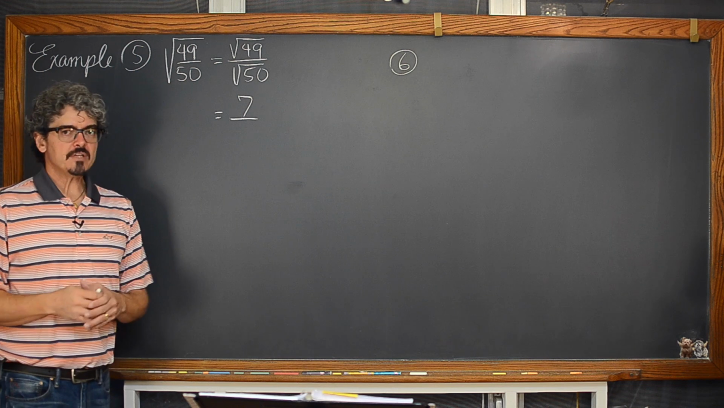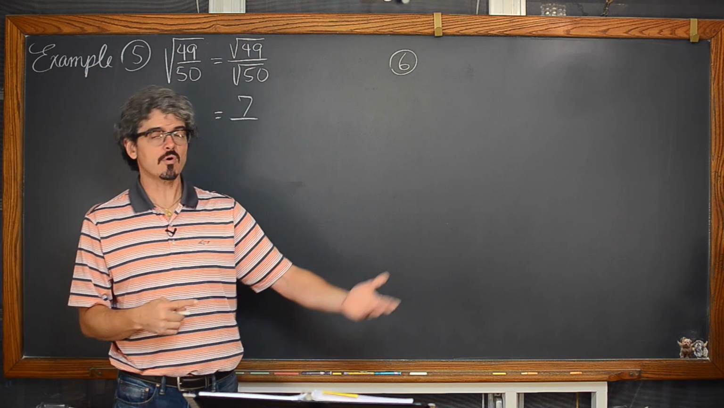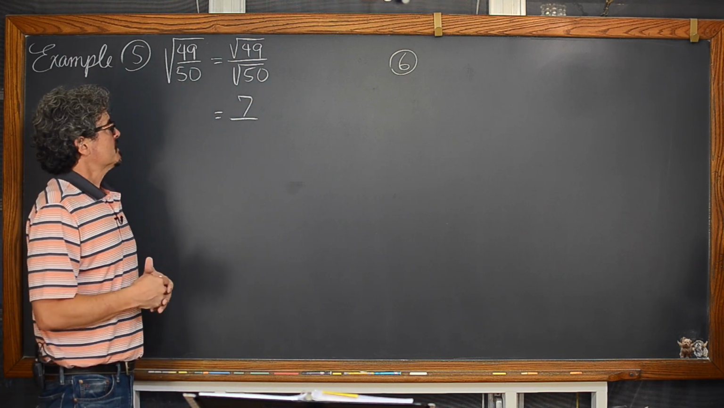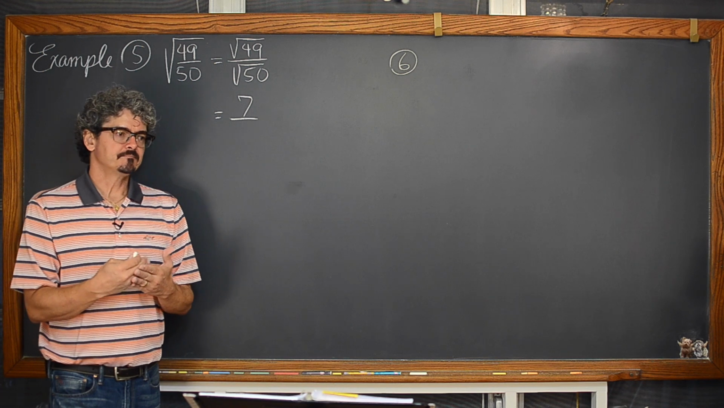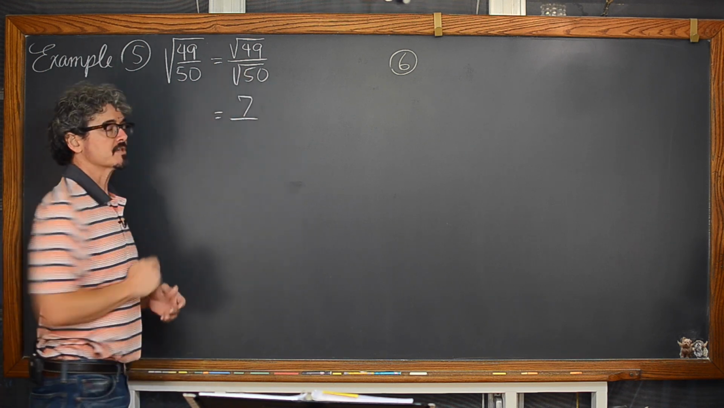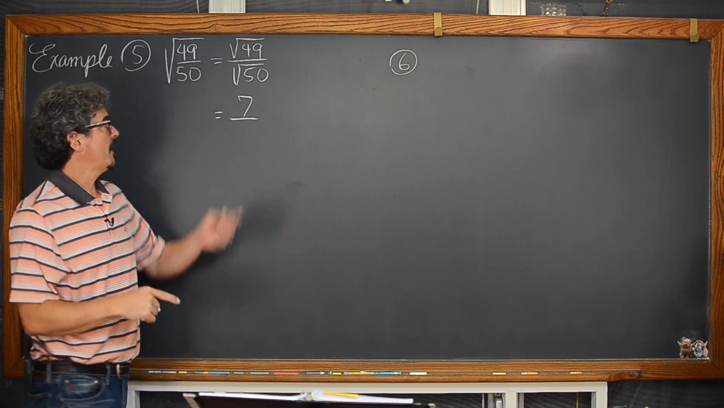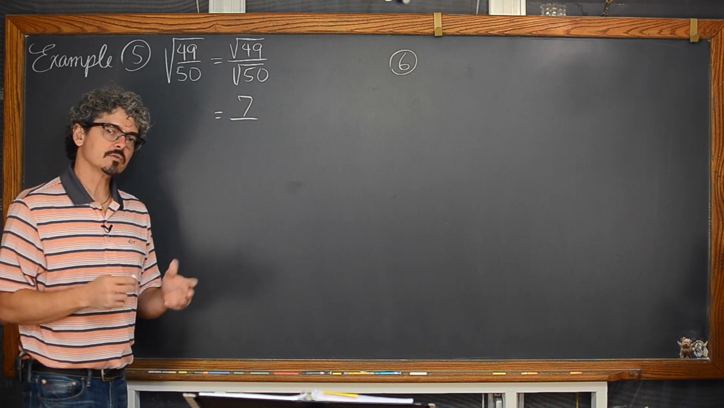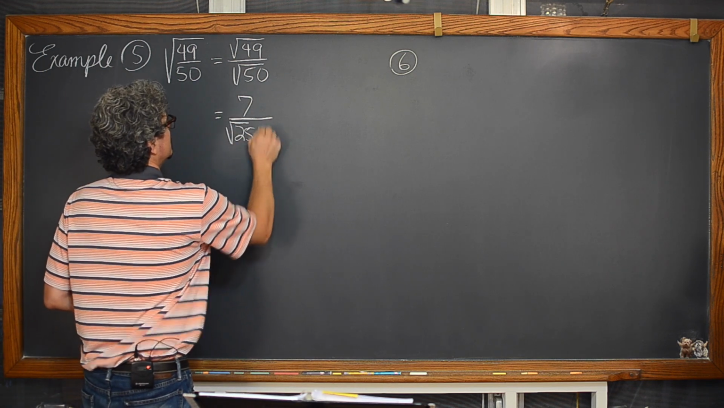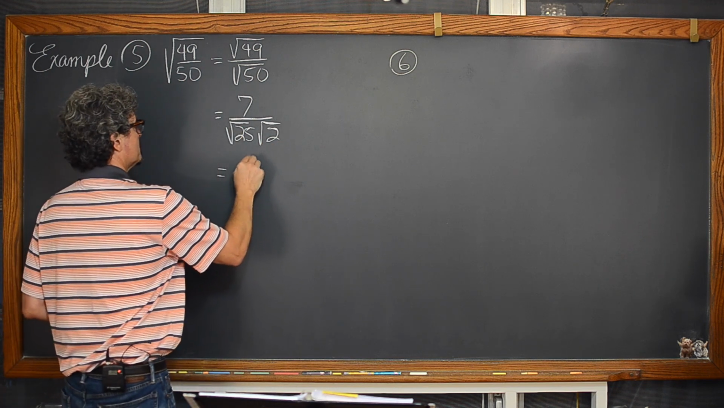And the square root of 50, well, 7 squared is 49, and 8 squared is 64. We just jumped over that value of 50. It's not just a simple whole number answer. But there is a perfect square which is a factor of 50. 5 squared is 25, and 50 divided by 25 is equal to 2. So our denominator is the square root of 25 times the square root of 2, and the square root of 25 is equal to 5.